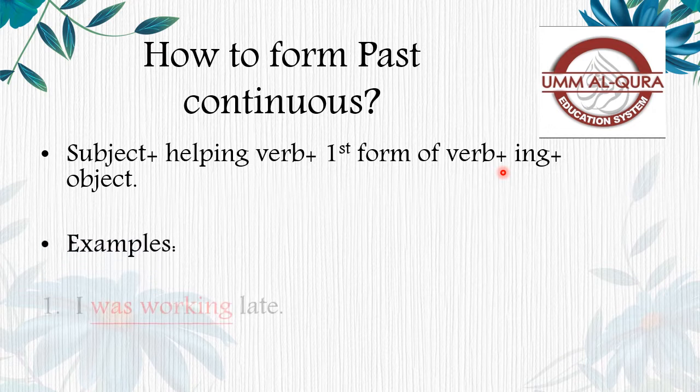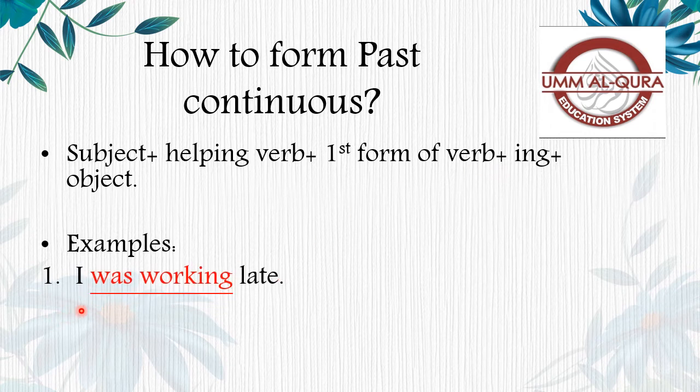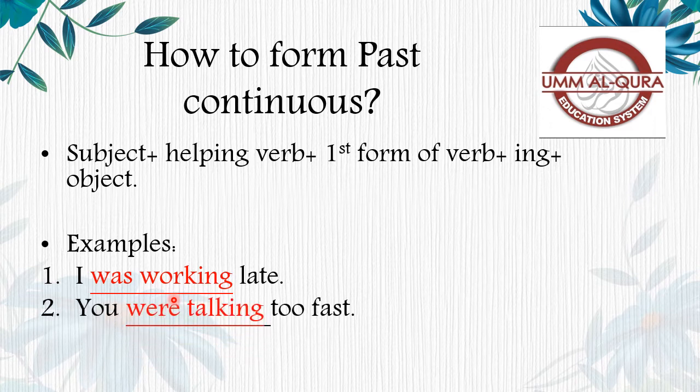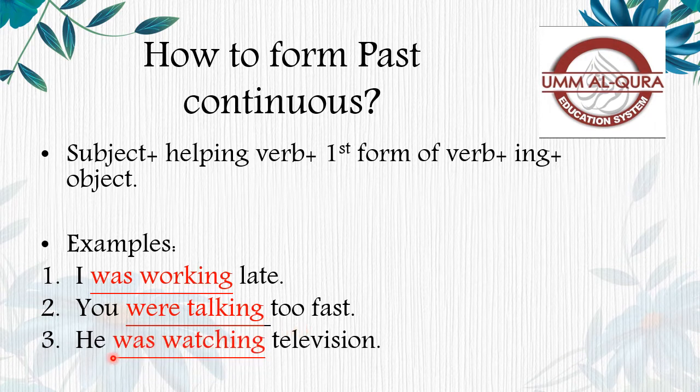Here are a few examples of affirmative sentences. I was working late. I is the subject, was is the helping verb, work is the first form of verb, with ing it becomes working, late. The next one is you were talking too fast. Hopefully you're not talking about me. You is the subject, were is the helping verb, talking is the first form of verb with ing, and fast. He was watching television. He is the subject, was is the helping verb, watching is the first form of verb with ing, and television is an object.